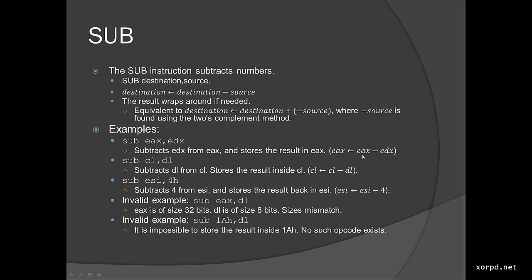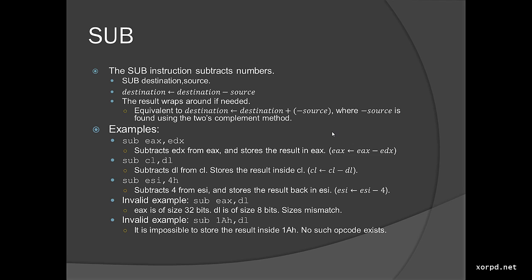In another form, EAX minus EDX is stored inside EAX. Another example: sub CL, DL. This example subtracts DL from CL and stores the result inside CL. In another formulation, CL minus DL is stored inside CL.